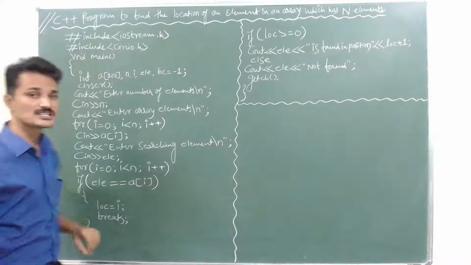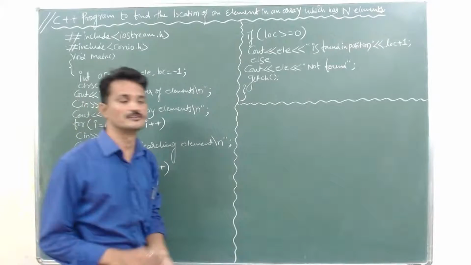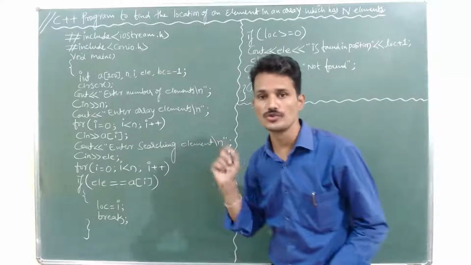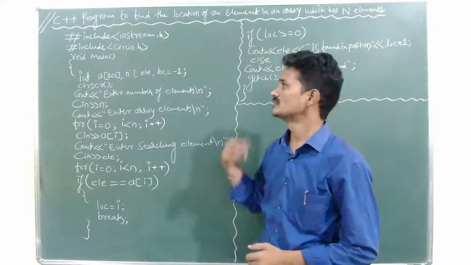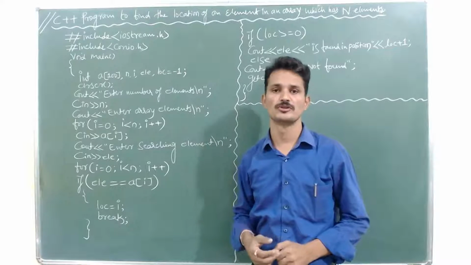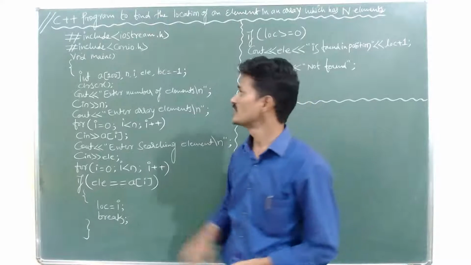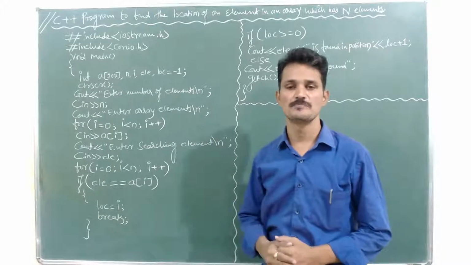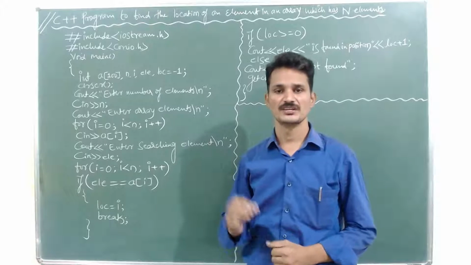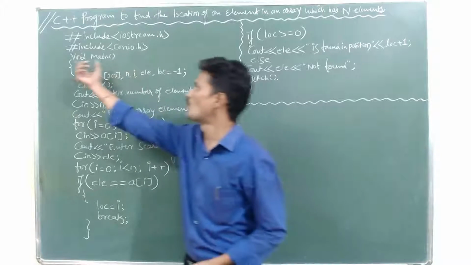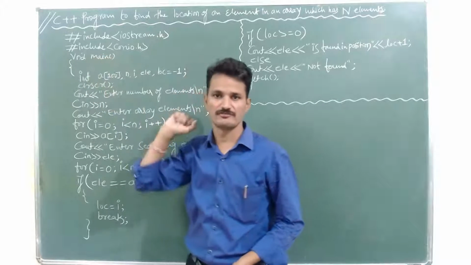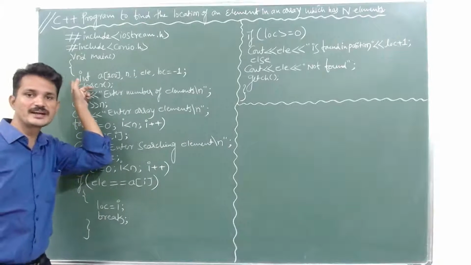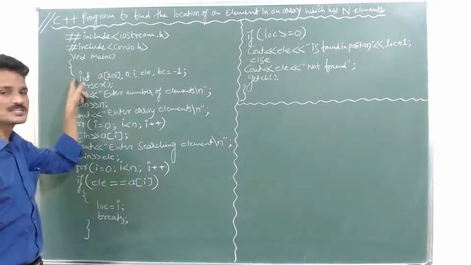The first two lines are represented as header files. The first one is #include <iostream.h> and the second one is #include <conio.h>. These two header files are quite common for most of the programs. Then comes the void main function. That means this main function does not return any value, that is why we are using it as a void main function. The next line, open flower bracket, indicates the beginning of your C++ program.